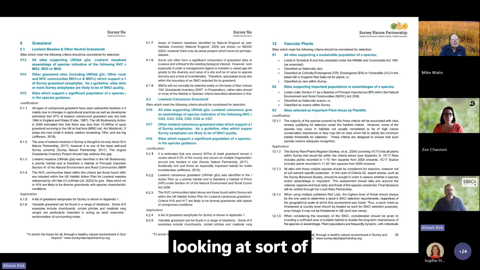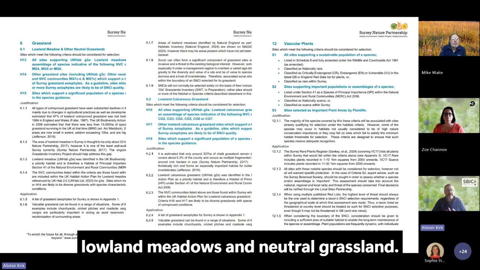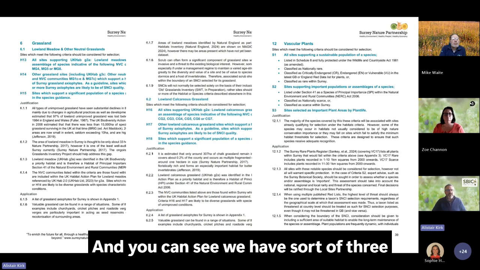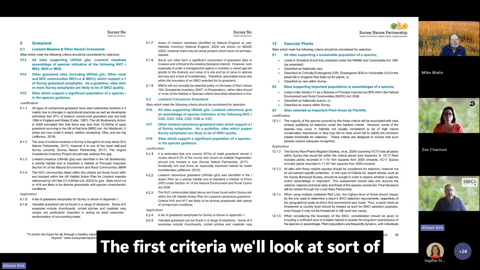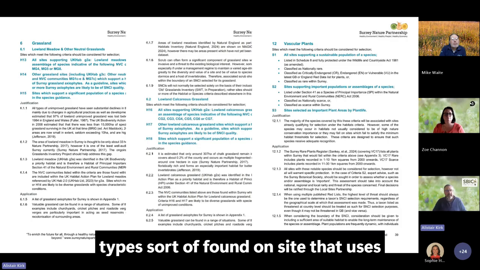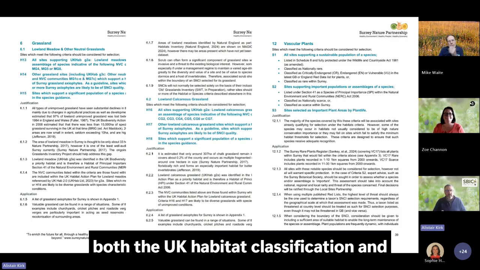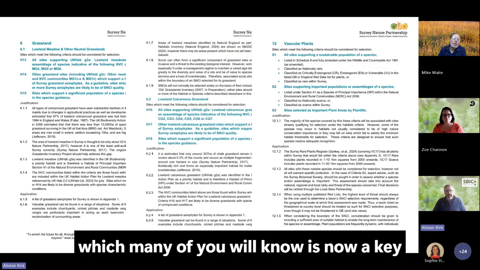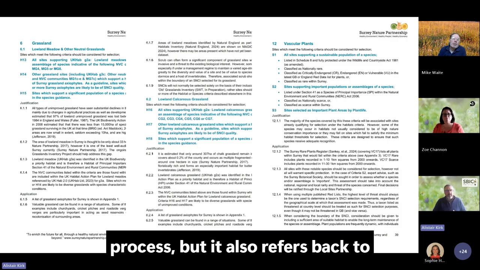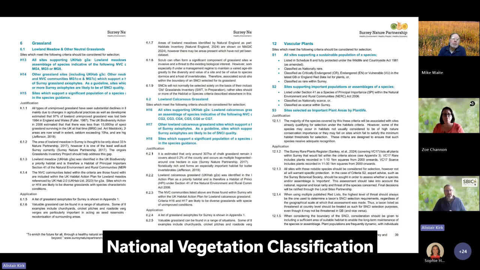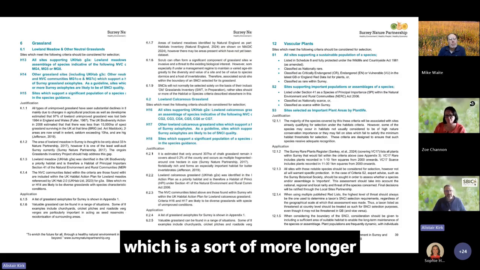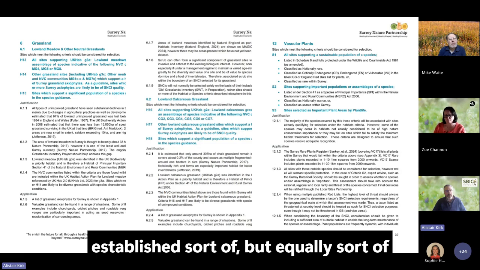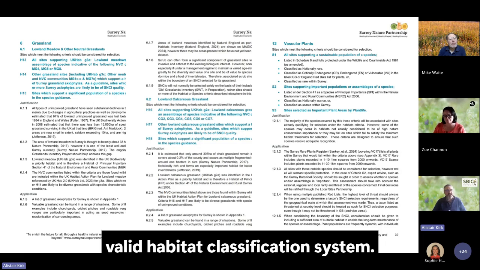This one is looking at lowland meadows and neutral grassland, and you can see we have three different criteria. Now, the first criteria will look at the definition of the habitat types found on site. That uses both the UK habitat classification, which many of you will know is now a key part of the biodiversity net gain process, but it also refers back to National Vegetation Classification communities, or NVC types, which is a longer established but equally valid habitat classification system.